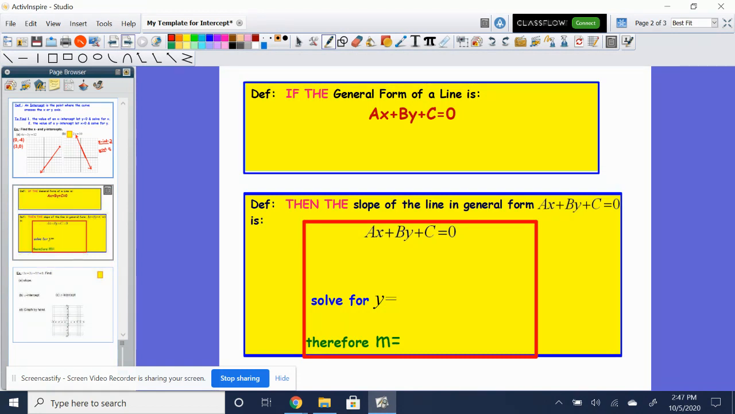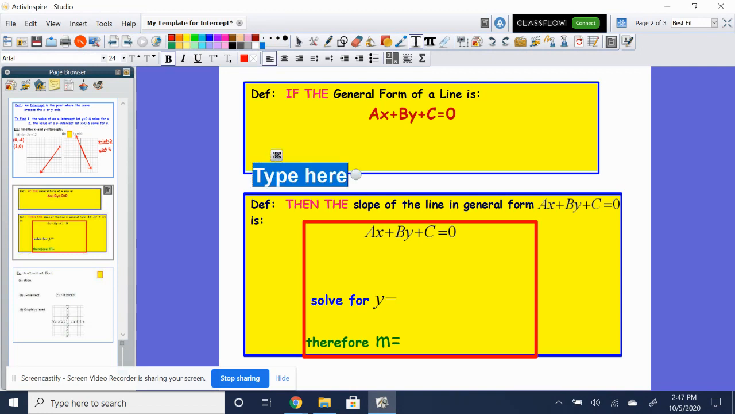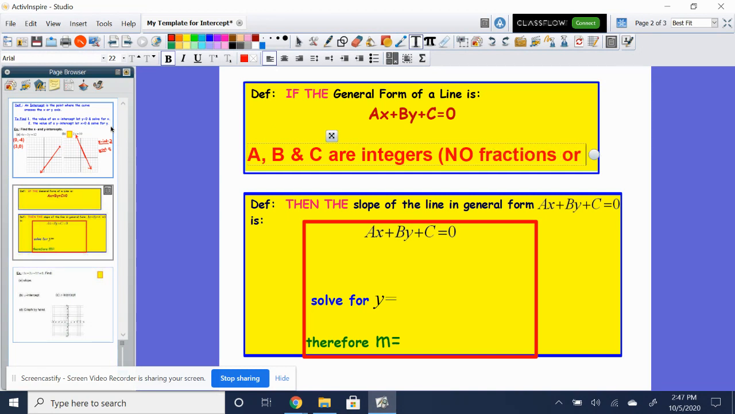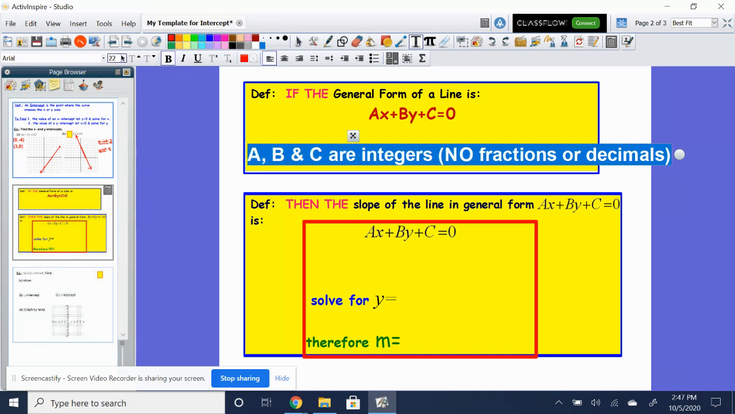Now, the general form of the equation of a line is ax plus by plus c equals 0. Now, that is a true statement, but I want you to realize a couple of things here. One of the things is that in order for this to be true, a, b, and c are integers. That means there are no fractions or decimals. Okay, I'm going to shrink that a little bit so it fits on the screen for you a little better.